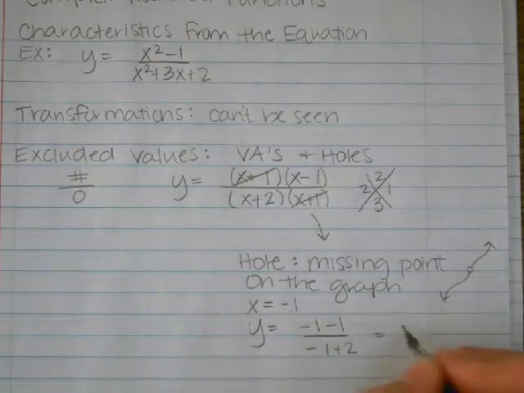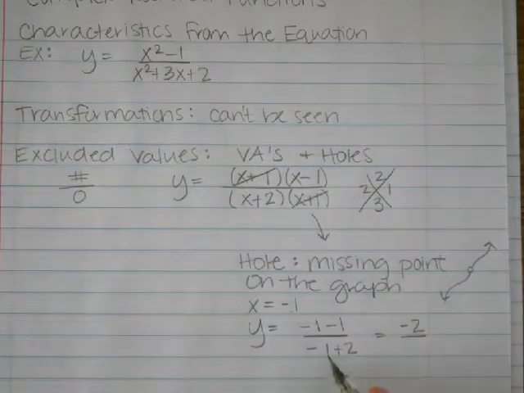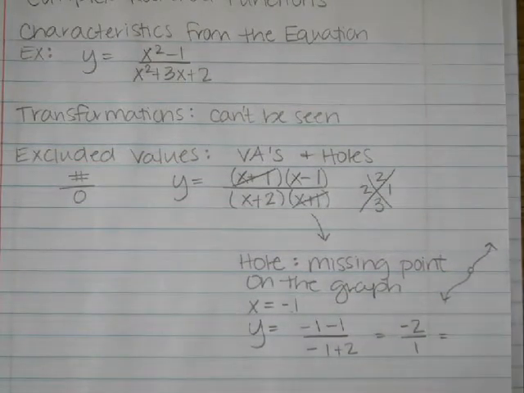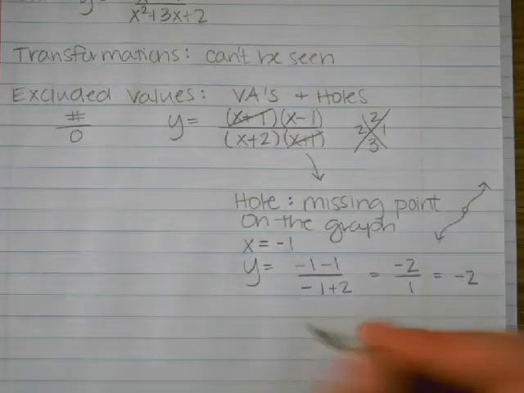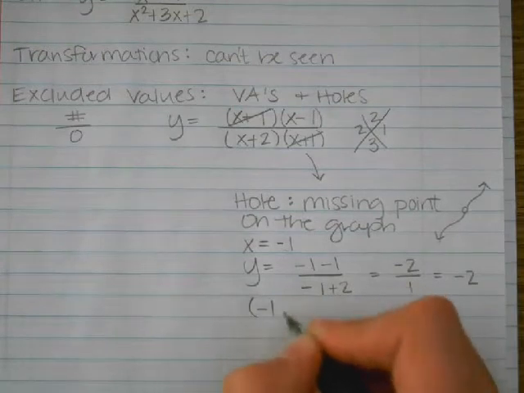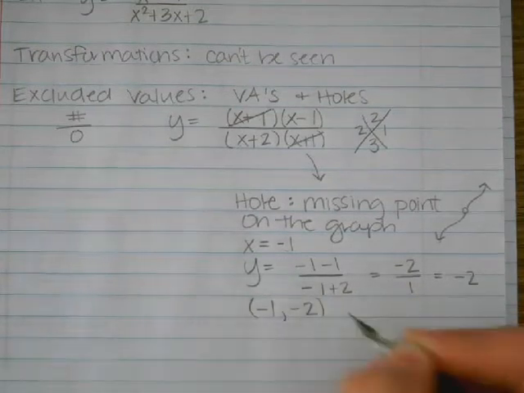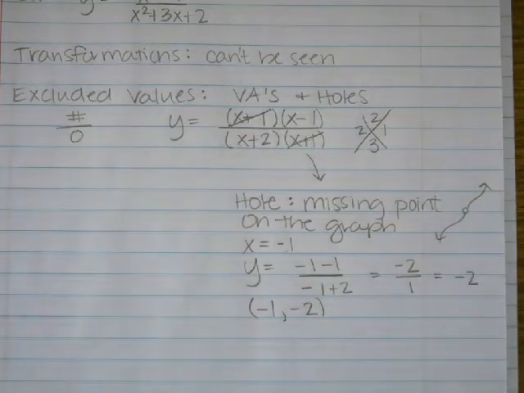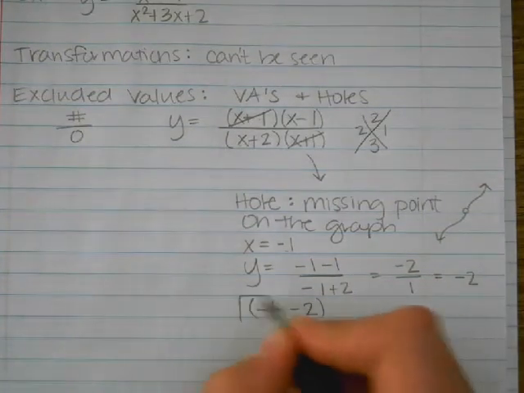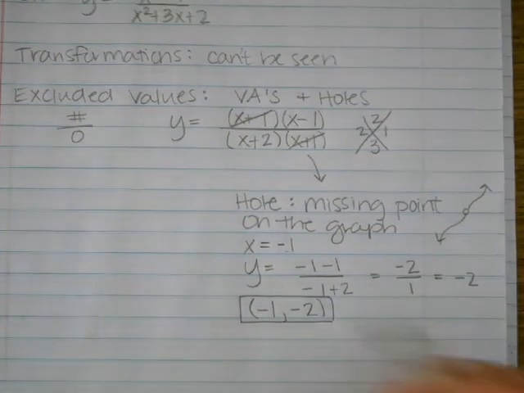So on the top, that makes -2. On the bottom, that's +1. And so our y-coordinate must be -2. So I can conclude that that missing point on the graph is at -1, -2. We've got a missing point right there. So I'm going to go ahead and keep track of all the characteristics that we found.